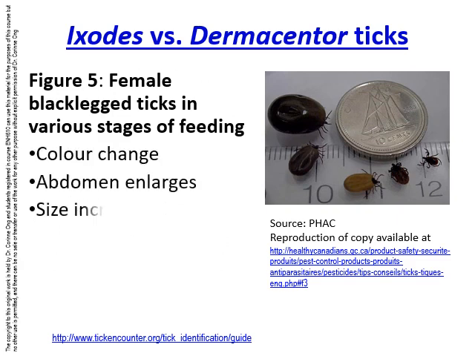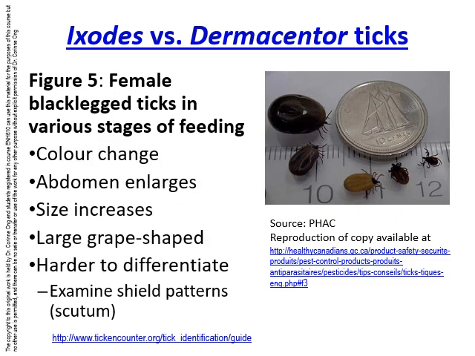When ticks feed, they change color and their abdomens become enlarged. This is a significant size increase as they fill up with blood and become shaped like small grapes. They're harder to differentiate at this point. As you can see from the picture, they can swell up to such a massive size that they're quite unrecognizable from the original unfed state.